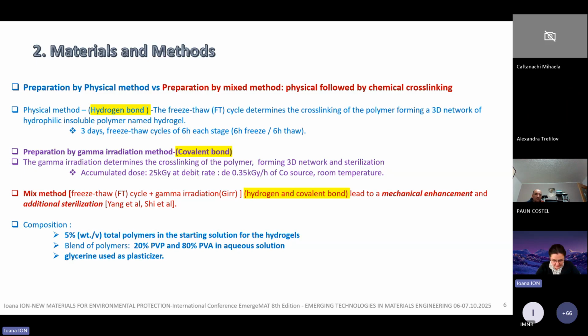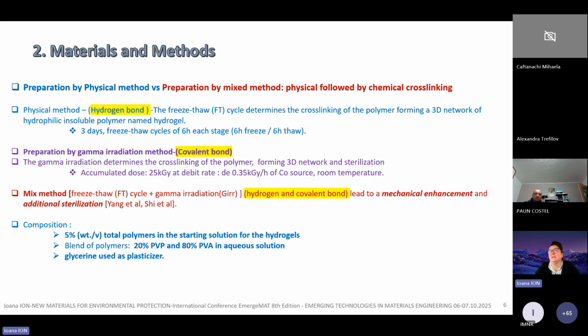We prepared four hydrogels using one composition and addition of graphene oxide to increase its mechanical properties in hydrated state. And the second aim was to prepare this by two types of preparation method, physical and mixed method, to find a suitable one from them for mechanical enhancement.